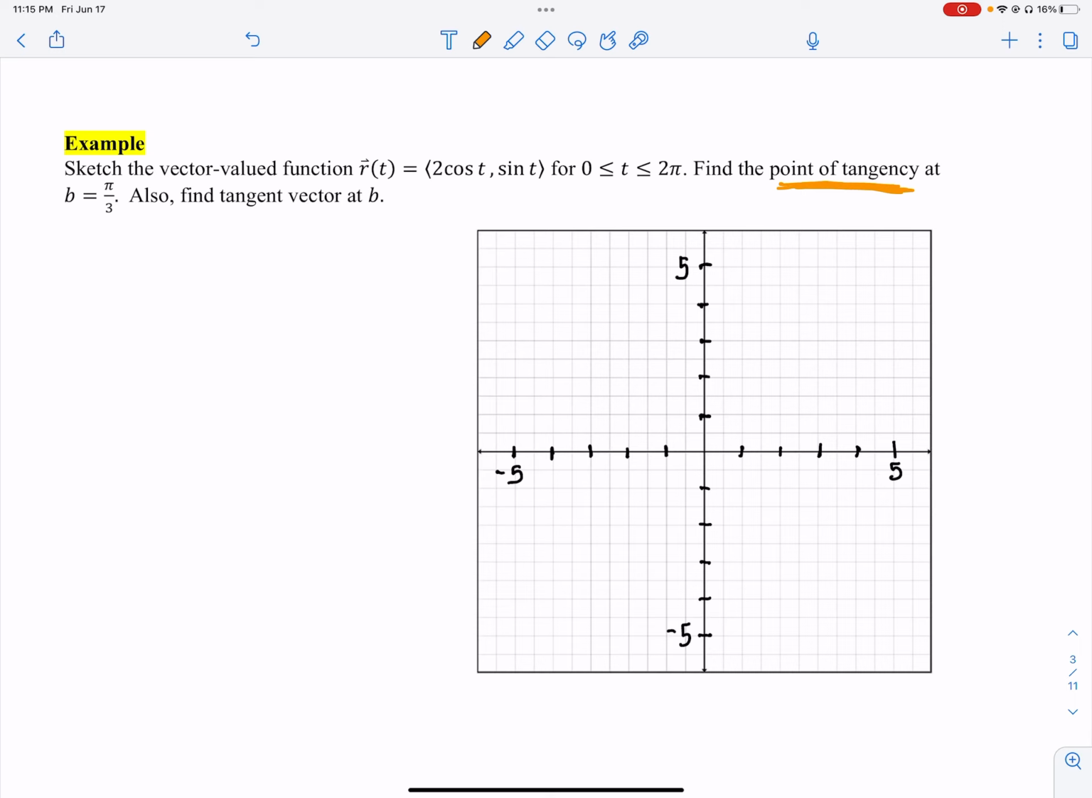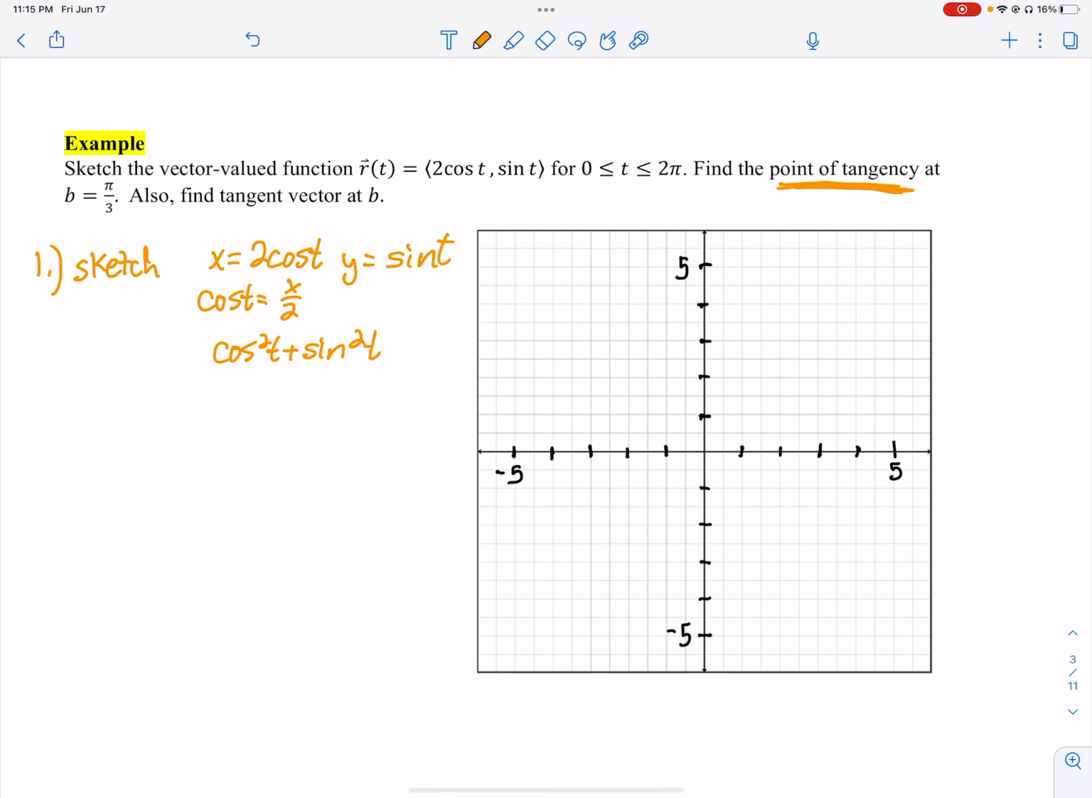All right, so I'm going to write out a couple steps here to help us work through this problem. The first step is sketch. We're going to sketch like we did in that last section. Okay, x equals 2 cosine t, y equals sine t. I'm going to solve for cosine t on this problem. Cosine t equals x over 2. Now we can relate those two things together by using the Pythagorean identity. I know that those two things squared and added together get me 1.